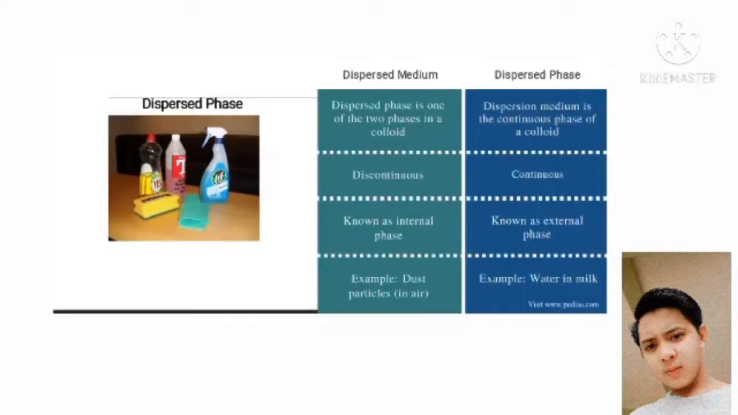Next is the difference between dispersed medium and dispersed phase. Dispersed medium is the continuous phase of colloids, known as external space, for example, water in milk. Dispersed phase is one of the two phases in colloids, discontinuous, known as internal space, for example, dust particles in air.